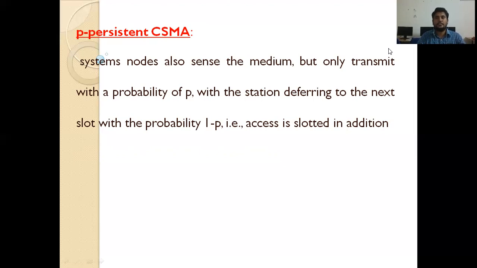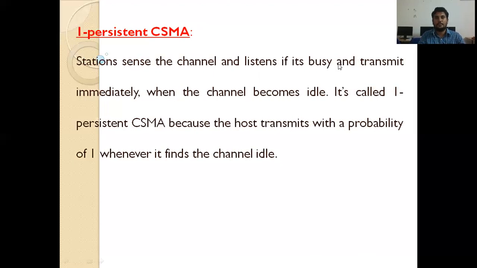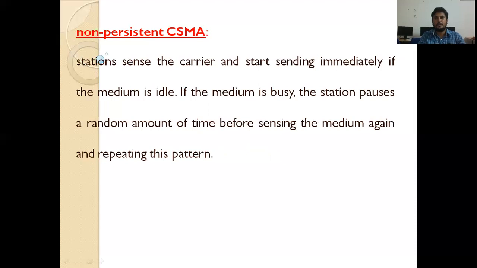In I-persistent, if the path is empty, it immediately transmits the data packets. Coming to N-persistent, it senses the medium, waits for some time, then transmits the data packet. Coming to P-persistent, it waits for some time and senses the medium, and again after some time, only if the medium is empty does it transmit the data packets. So that is the difference between I-persistent, N-persistent, and P-persistent CSMA.